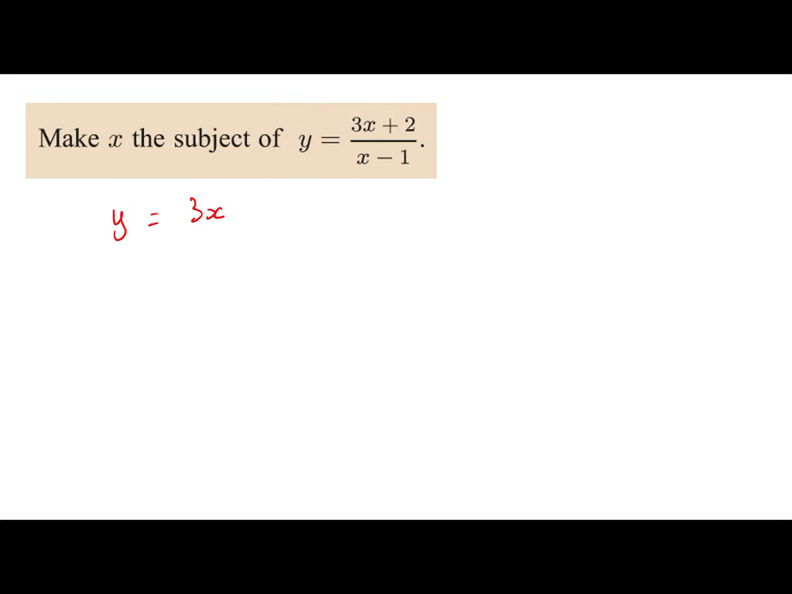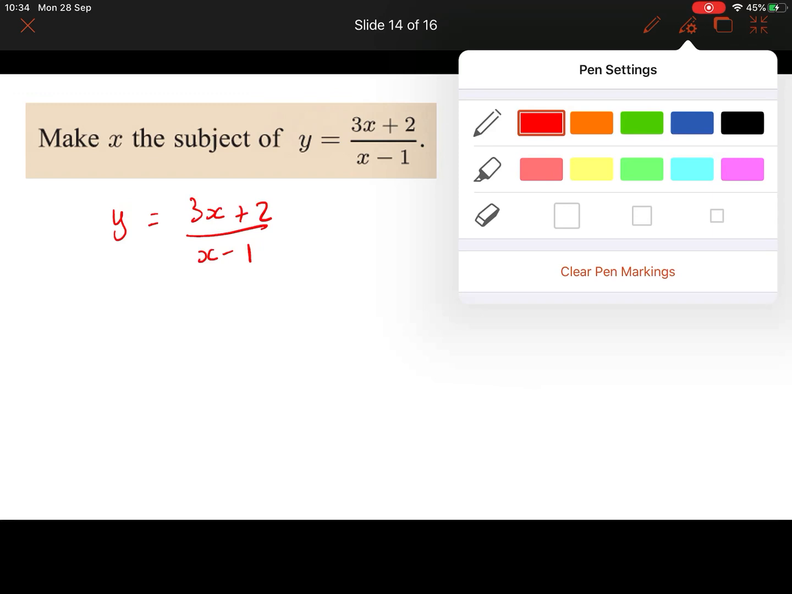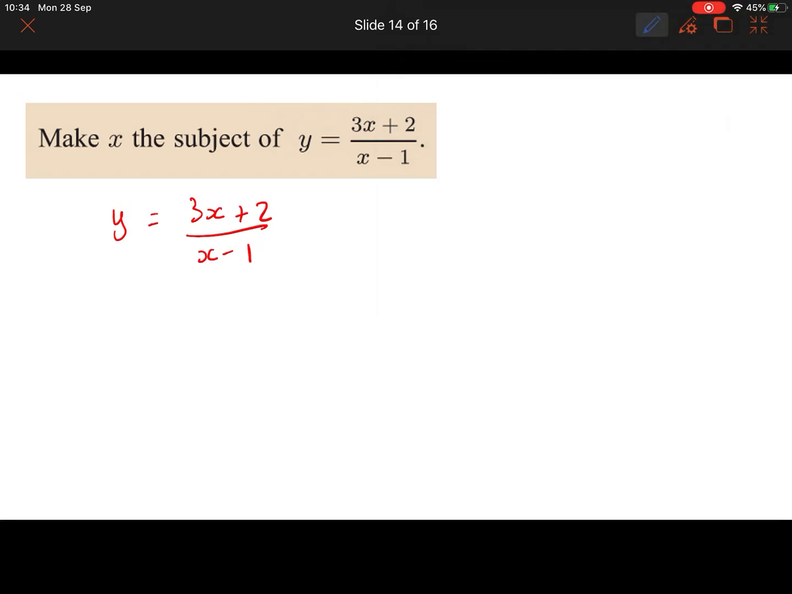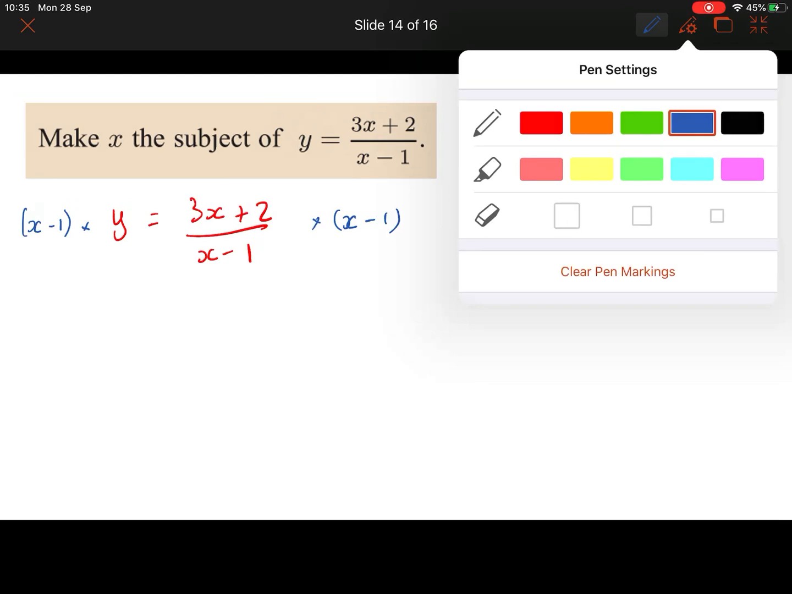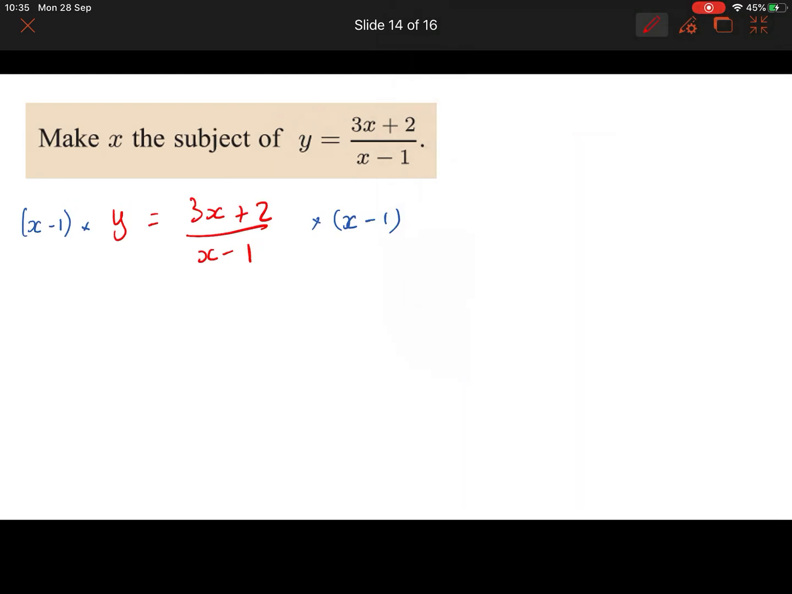Last one then. Make x the subject. y is equal to 3x plus 2 over x minus 1. Again, get that x that's in the denominator out of that denominator. Okay, so times both sides by x minus 1. And we will get y times x minus 1 equals 3x plus 2. Now expand the brackets. So get yx minus y equals 3x plus 2.